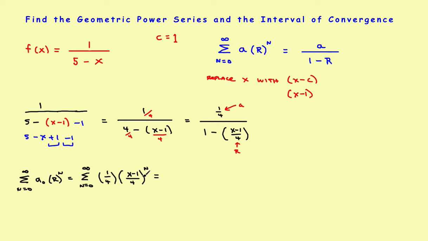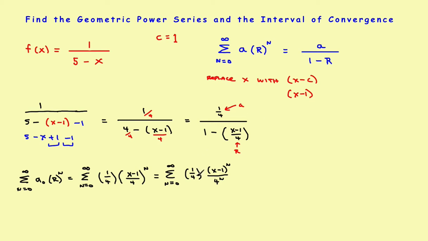And let's see, what I can do is raise both the numerator here to the n power and the denominator to the n power. So I'll rewrite this as the summation from n equals 0 to infinity of 1/4 times, and I'm going to write the numerator as (x minus 1) to the n, and the denominator as 4 to the n. So you're just raising both things inside the parentheses to the n power.